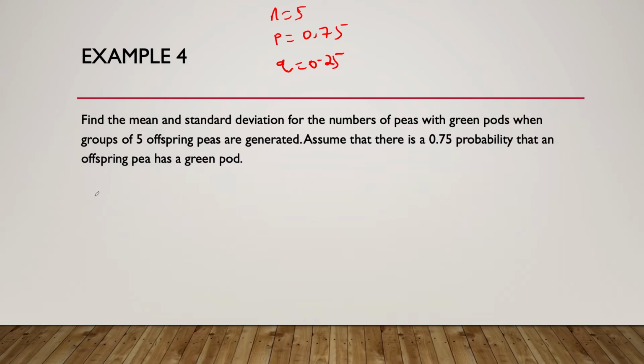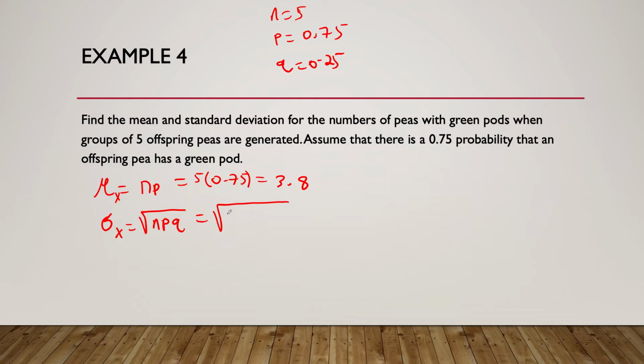So the mean of this random variable is going to be n times p, so 5 times 0.75. So the mean of this would be 3.8. For the standard deviation of this, the square root of n times p times q. So square root of 5 times 0.75 times 0.25. We would toss that into a calculator and get an answer of about 1.0.